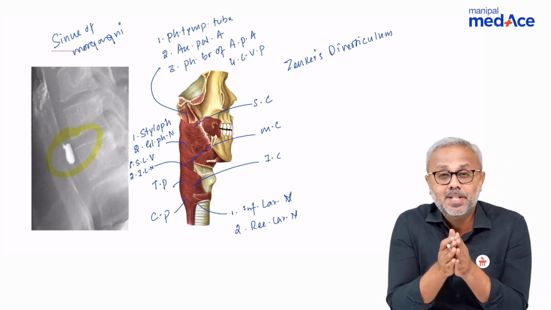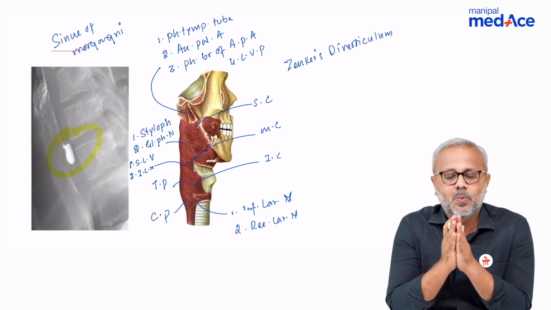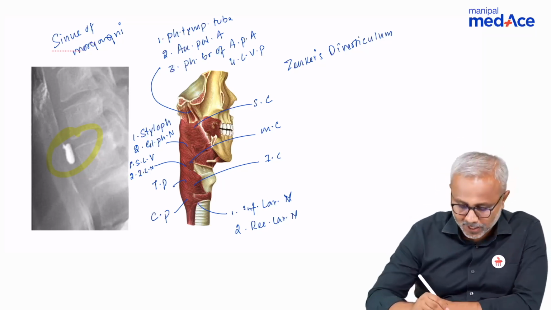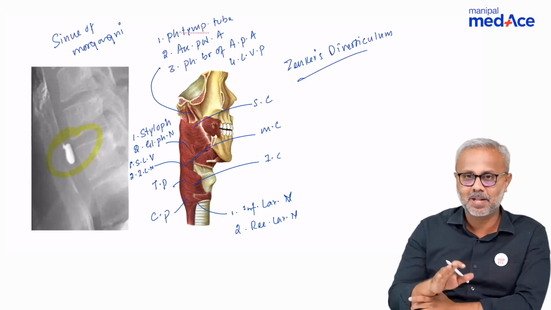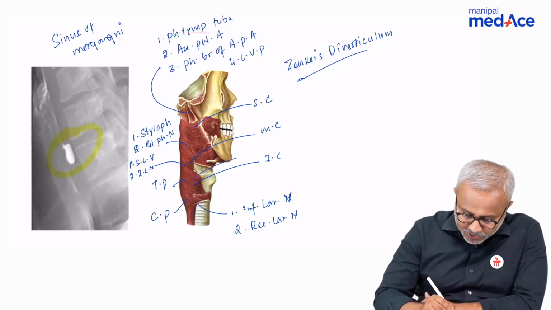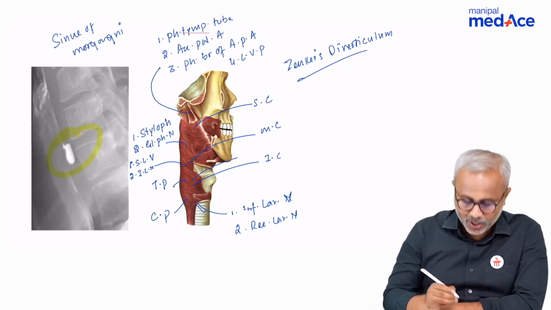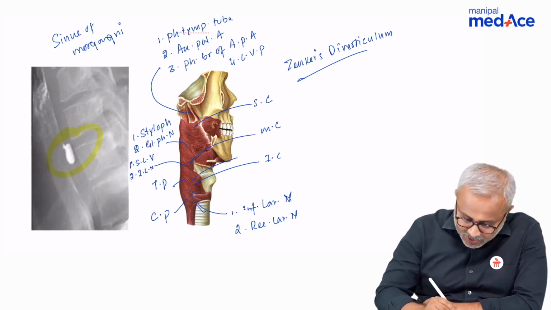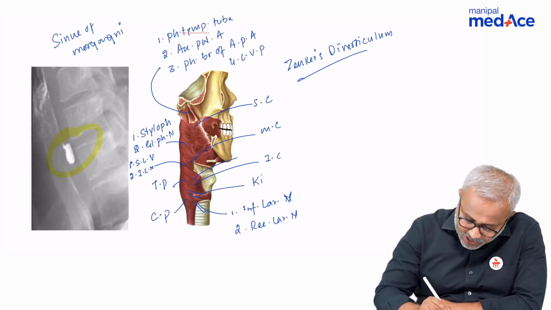So structures passing between the constrictors is one of the favorite topics of your examiners or paper setters. But what was asked here was Zenker's diverticulum. Now where did Zenker's diverticulum come from? Remember, the thyropharyngeus and the cricopharyngeus will have a gap in between. This gap is also called as Killian's dehiscence.